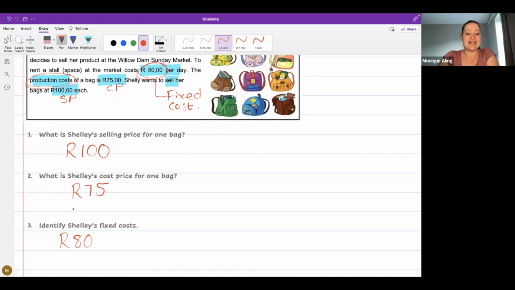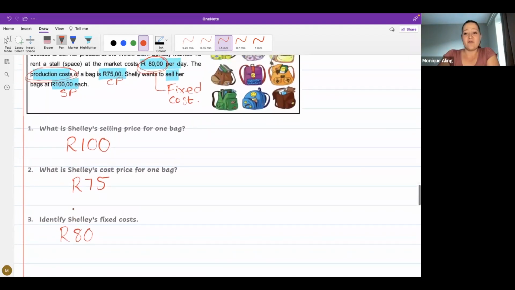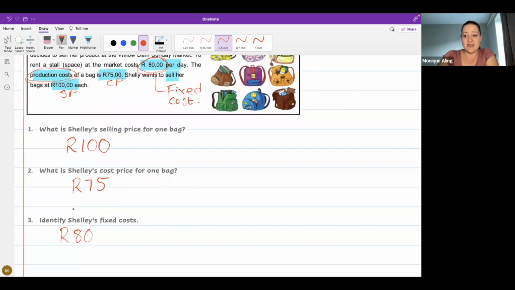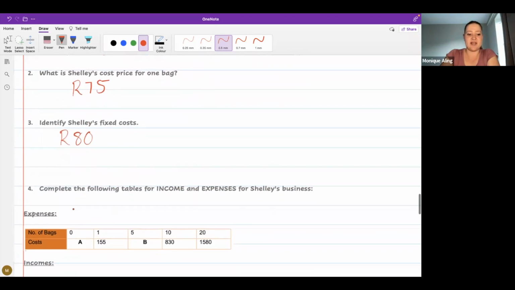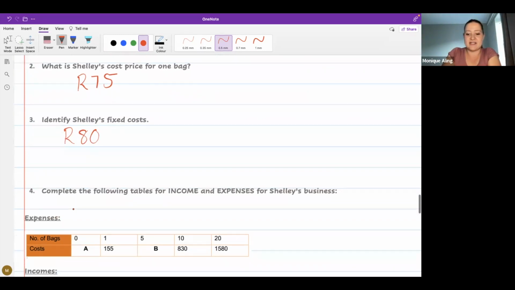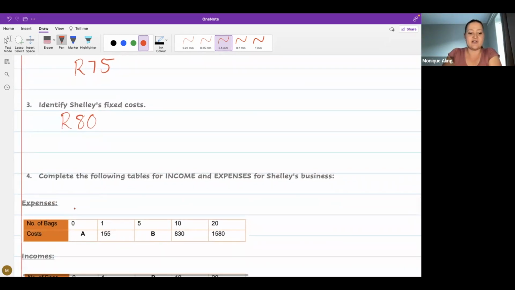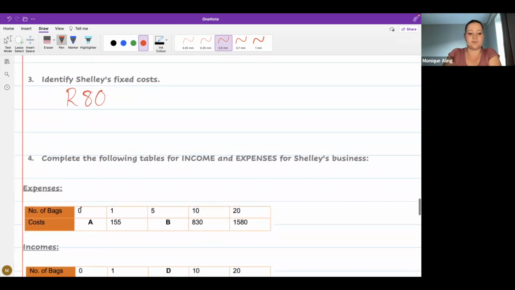Okay. So now let's keep the scenario in our mind. In order for our graphs to take place, we need to do a few calculations with these numbers. So I've set up some tables. The first table is the expenses table. So in question 4, I've said complete the following tables for income and expenses for Shelley's business. So let's look at the expenses table first. Okay, we've got some missing values, A and B.